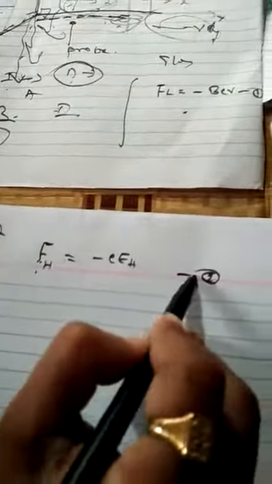According to this, the force experienced due to the Hall effect is equal to the charge times the electric field, also in the negative direction. Compare F_H with F_L, that is, equation 2 and equation 1. Equation 1 is F_L equals minus BeV. Comparing these two equations, minus BeV is equal to minus e into E_H. So e gets cancelled, therefore E_H is equal to BV. Call this equation number 3.